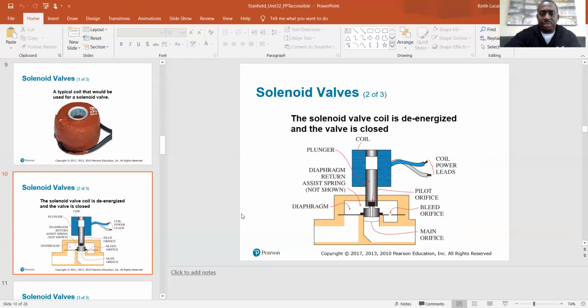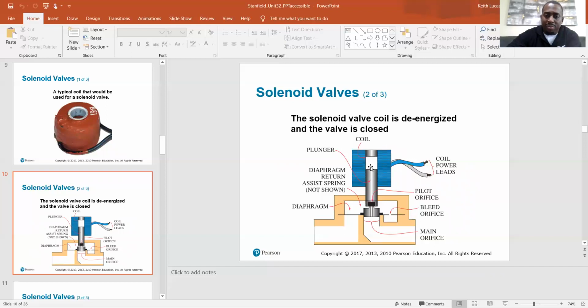So here we go. This is a solenoid valve. This one's closed, there's no power going to it. That blue one would be your hot, and the white, off-white, grayish one, that gray one will be your neutral. So the power coming in is going to energize this coil.